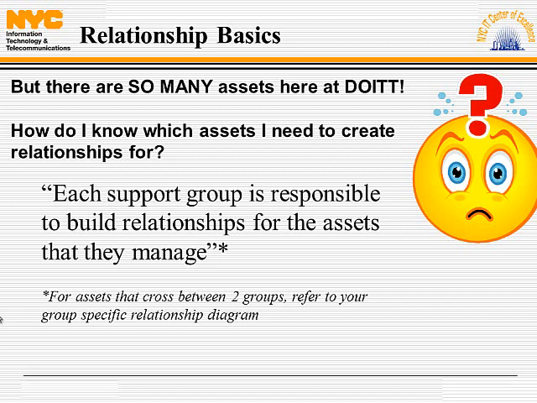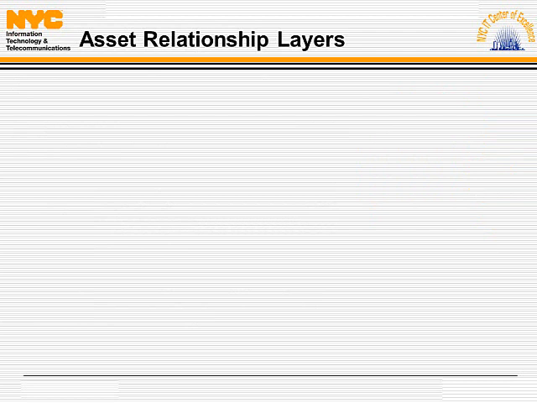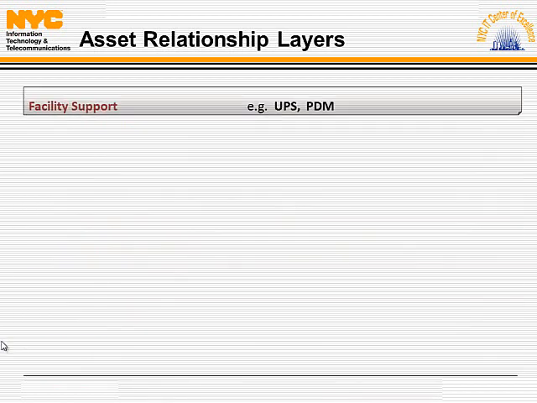Okay, so asset relationship layers. This slide is a conceptual slide. It just goes to show you that if each group here at DoIT creates the relationships for the assets that they manage and follows the documentation for the assets that are in between, what happens. So I remember what I said. The top parent, a facility support group, they manage the UPSs, PDMs. And as we said, those would be a top parent.